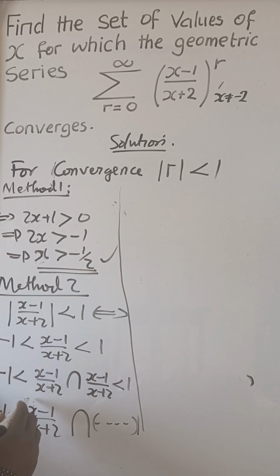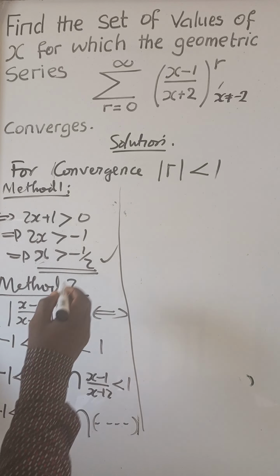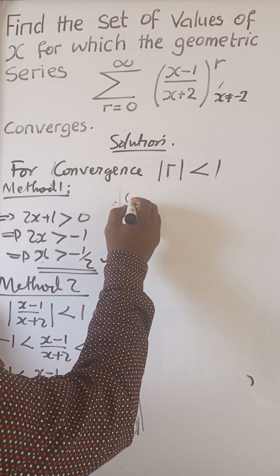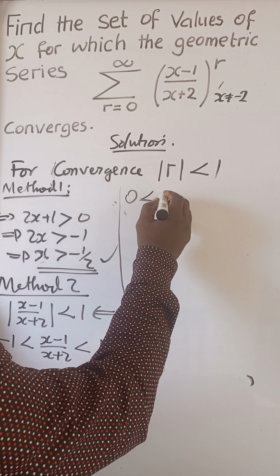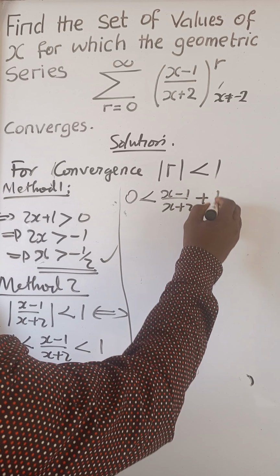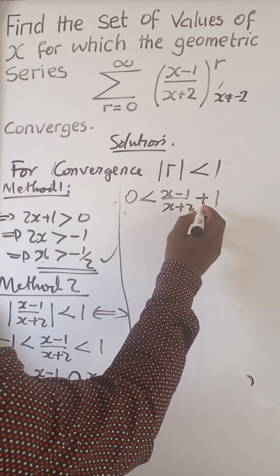So we have this rational inequality. Once more, we should have 0 on one side of a rational inequality. So simply take this negative 1 this way to have 0 here. So we're going to have 0 less than (x minus 1) all over (x plus 2) plus 1. This negative 1 going this way becomes plus 1.